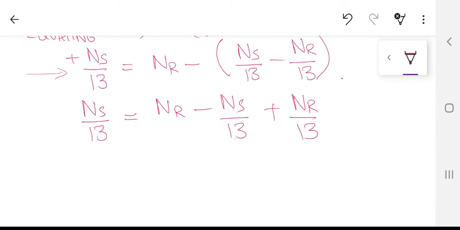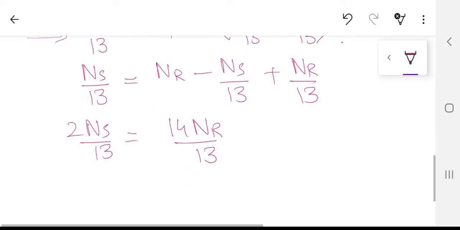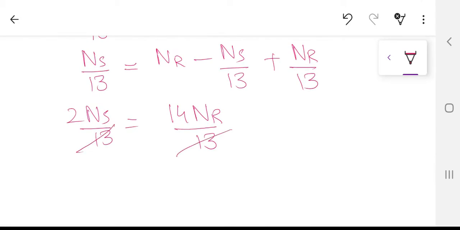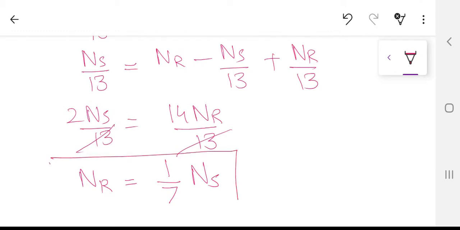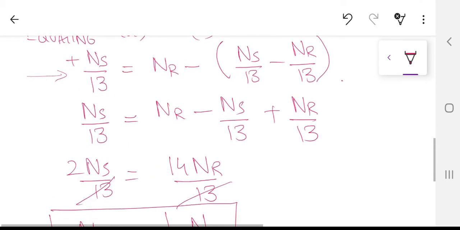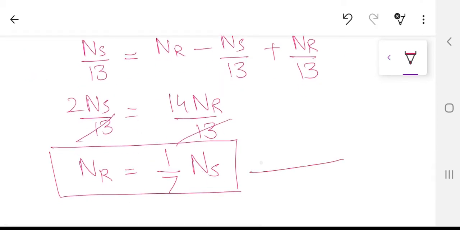Now this ns by 13 can go on this side, so this becomes 2ns by 13. And here this is nr plus nr by 13, so this becomes equal to 14 nr by 13. I skipped some mathematics, you can do this yourself. This 13 and 13 cancel. So I can write this expression as nr equal to 1 by 7 into ns. This is a very simple expression telling me that A equal to B is going to hold true when nr is equal to 1 by 7th of the synchronous speed.